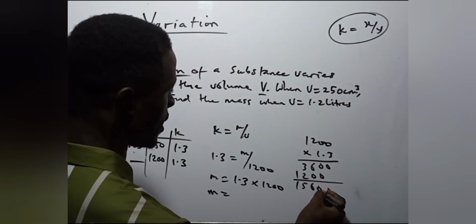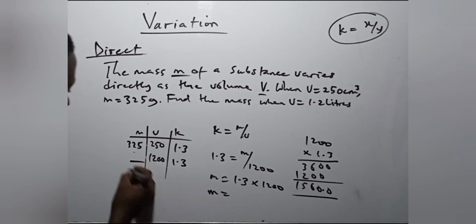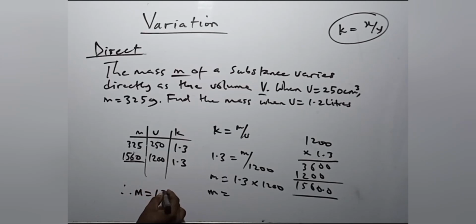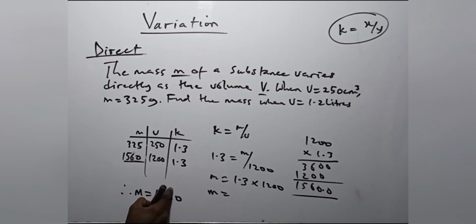So here, count one digit from the back, and that gives you 1,560. So here we write 1,560. That will be our new mass. So you say therefore, m is equal to 1,560. That is, when v is equal to 1,200, m will be 1,560 gram. So that is your final answer.